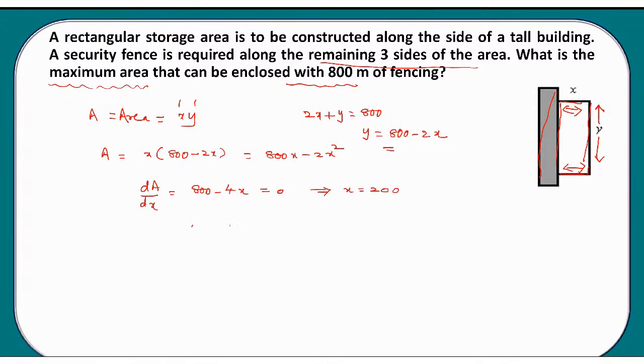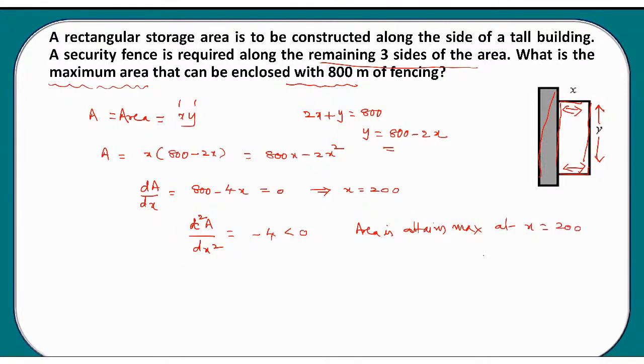x equal to 200. At x equal to 200, does the function attain maximum? Area attains maximum, for which you need to verify once by differentiating a second time. Differentiate once again, d square A by dx square, which is equal to minus 4, which is less than 0. Since the second derivative is less than 0, the area attains maximum at x equal to 200.